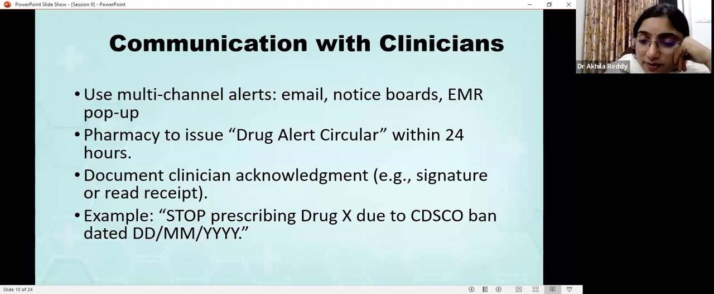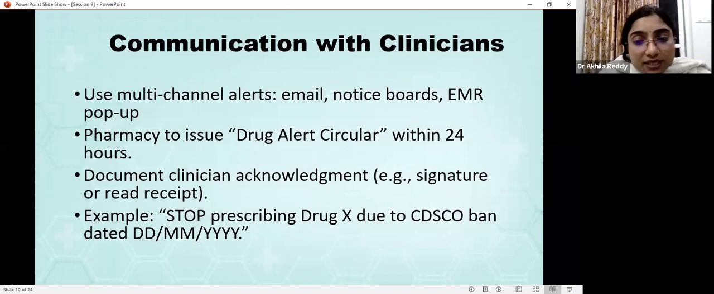Document clinician acknowledgement, that is signature or read receipt. Whenever you say it verbally, the doctor may listen or may not listen, they forget. And if they write the same medication without remembering, they may blame that they didn't have information from the department, so they prescribed it. So to avoid all this blame game, documentation matters a lot.